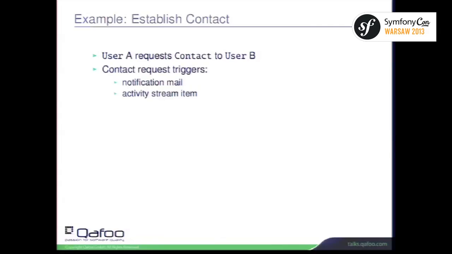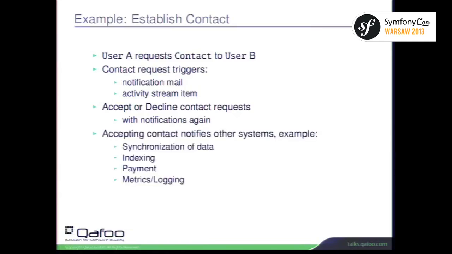And this normally requires additional processing or additional components to be notified. For example, we need emails to be sent for the notification. We maybe have some activity stream to show that this event happened in the world. We maybe have some bubble of messages where we have to increase the counter, saying two people want to be in contact with you, or something like that. And then the other user can accept or decline the contact request. And we also have notifications again for this case.